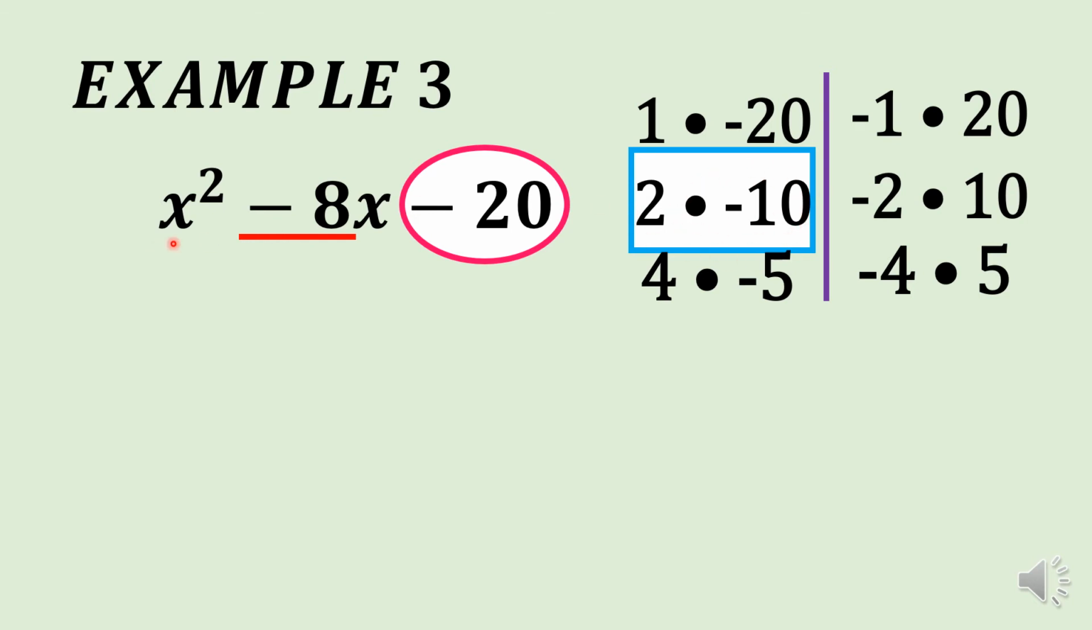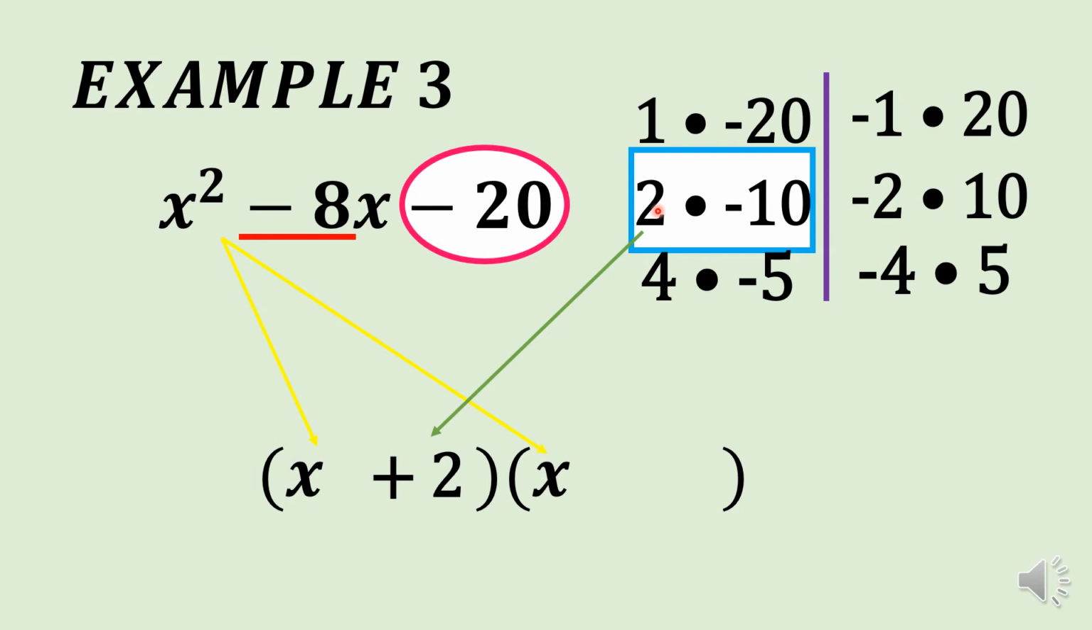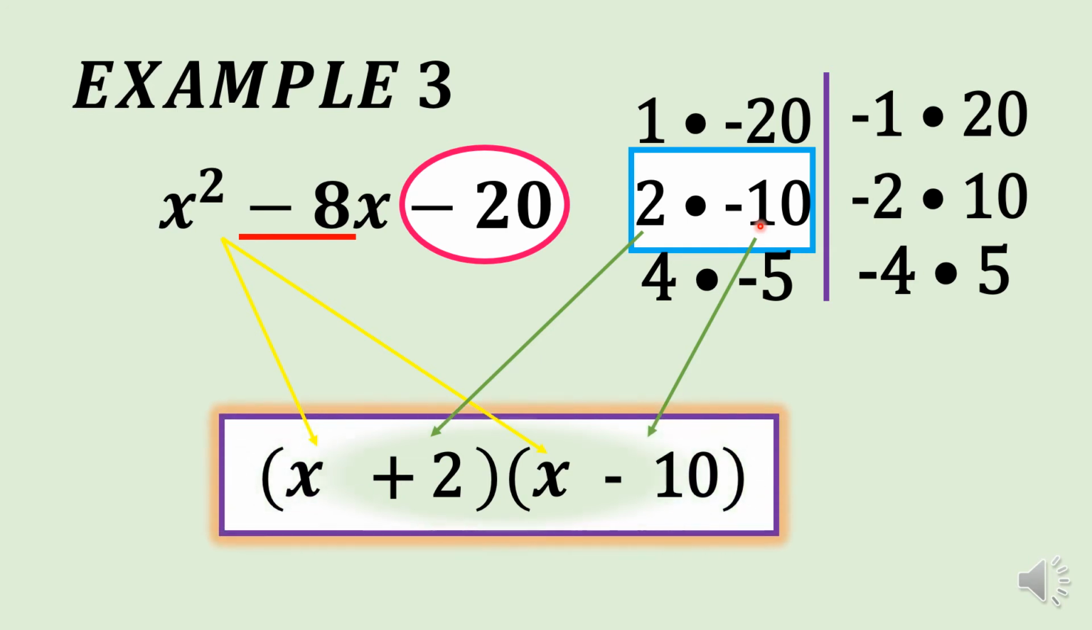So, last step, factor na natin yung x squared. So, you have now dalawang x ulit. And then, lagay na natin yung factors na nahanap natin kanina. So, you have positive 2. So, we write that as plus 2. And then, for negative 10, sulat natin siya as minus 10. So, therefore, the factors are quantity x plus 2, then quantity x minus 10. So, ayan yung factors ng x squared minus 8x minus 20. Okay? Next.